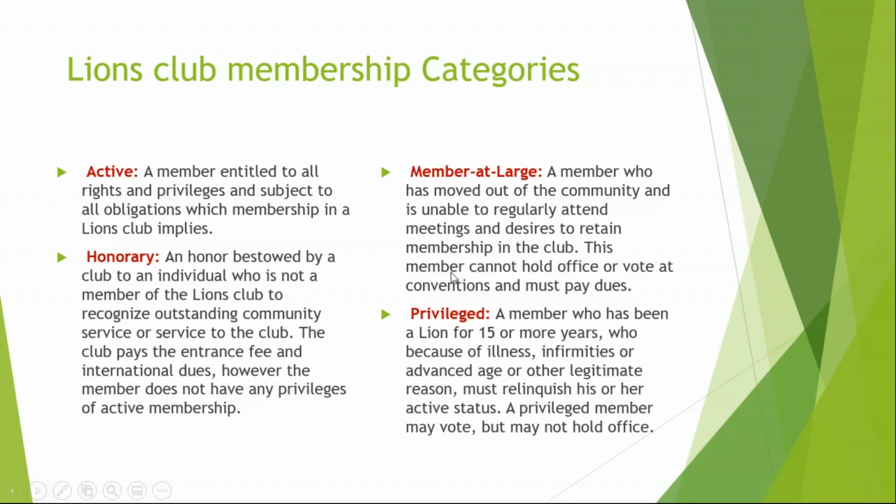Now let's talk about club membership categories. You now know all the types, and now we're going to go into categories which can be applied to each of those types. An active regular member is a member entitled to all rights and privileges, subject to all obligations which membership in Lions Club implies.